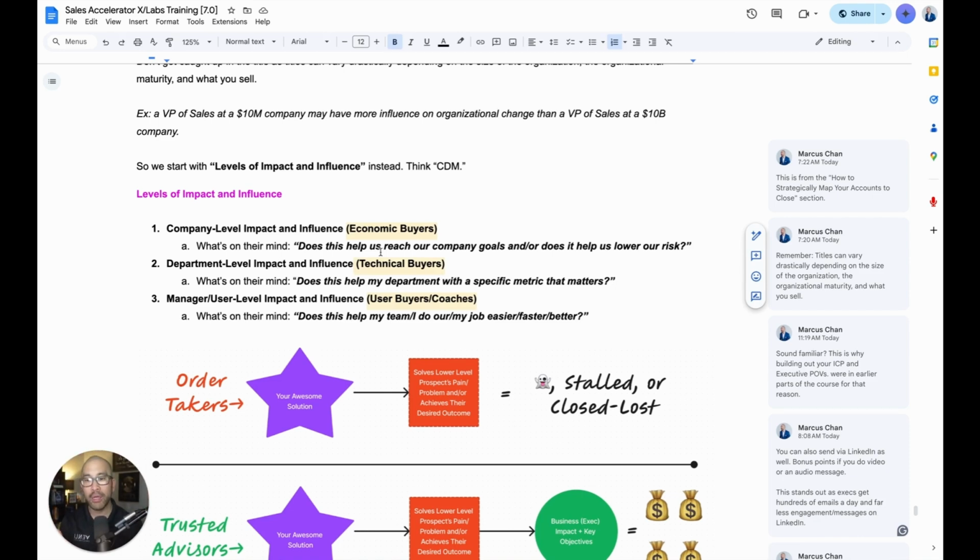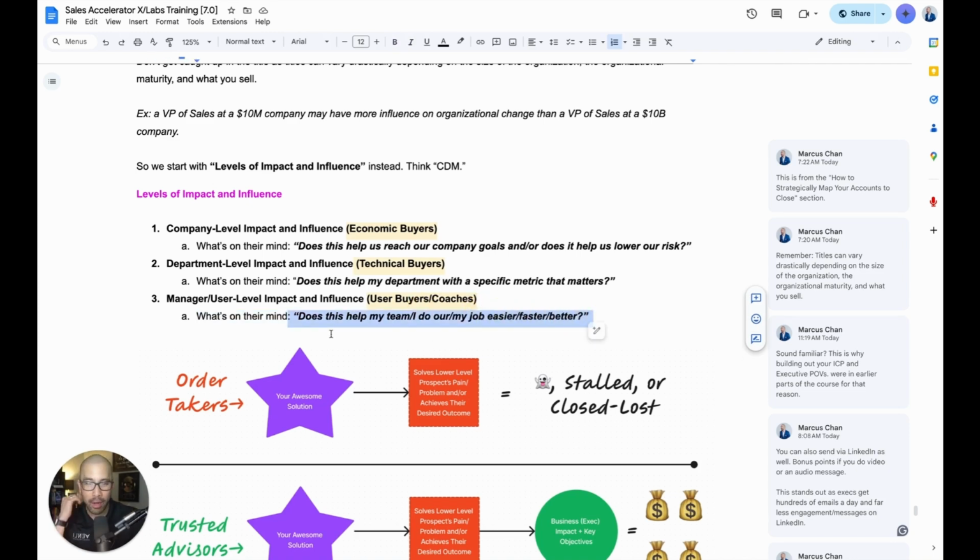And ultimately, what they're asking themselves is, does this help my department with a specific metric that matters? All right, very, very important. And then below that is going to be the manager and potentially even user level, right? And these are the user buyers, coaches. And they're asking, does this help my team, or make my job easier, faster, or better?